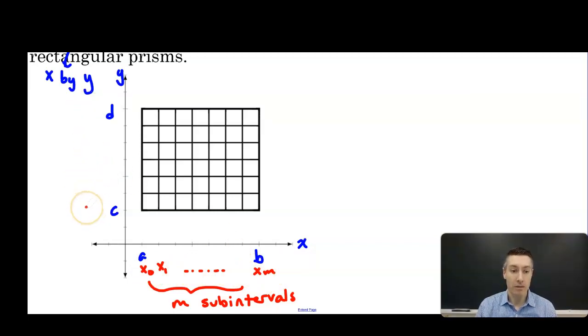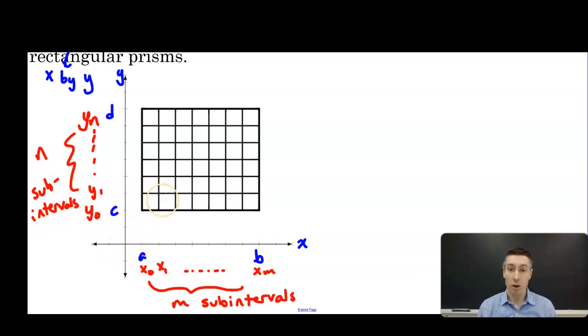And then along the y-axis, very similar. So we'd have y0, y1, all the way to y sub n. And that's setting up n subintervals. Could be the case where m and n are the same. In this case, just to throw some numbers out there, 1, 2, 3, 4, 5, 6, 7. m is 7, and n would be 6. So we broke the interval from a to b into 7 subintervals, and then from c to d, we broke it into 6 subintervals.